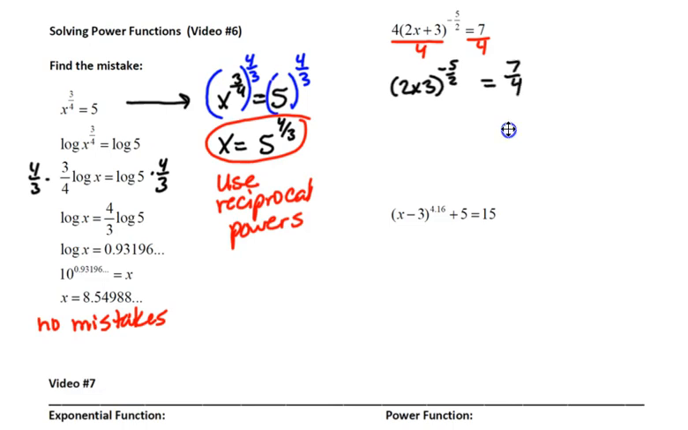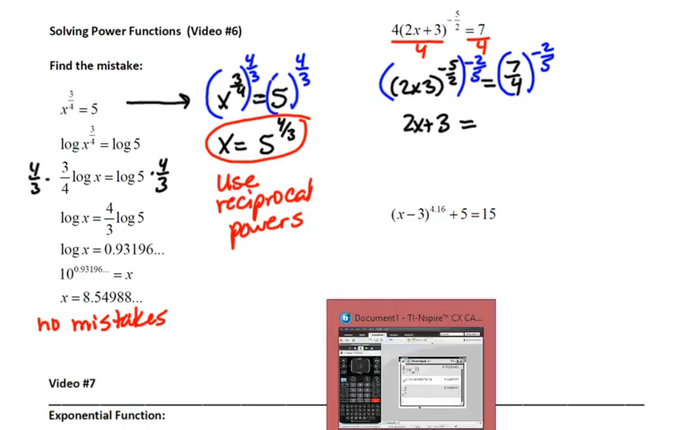So if I raise both sides to the same power, I need to use the reciprocal of negative 5/2. The reciprocal is negative 2/5, because if I multiply a negative by a negative, I get a positive. 5/2 times 2/5 is 1. So I'm going to use the reciprocal power here, and this then would just become 2x plus 3 equals whatever that crazy number is. So I'm going to find that on my calculator.